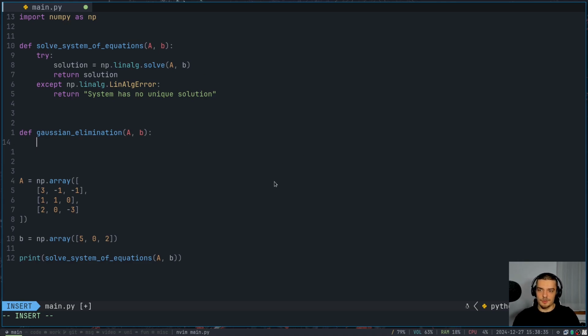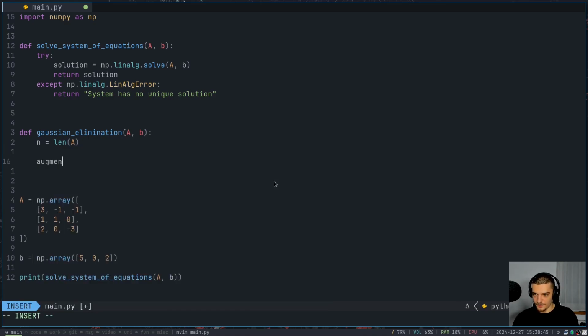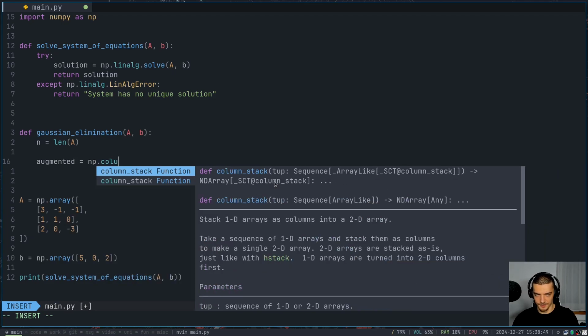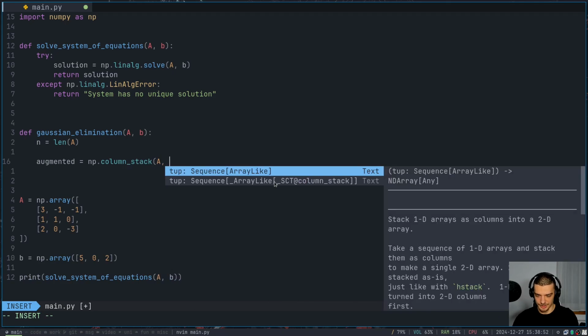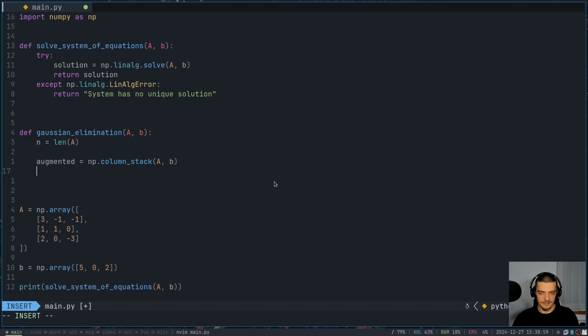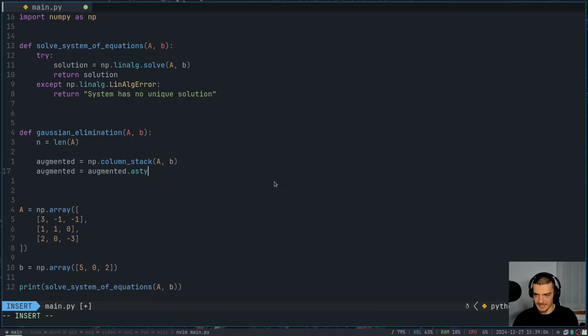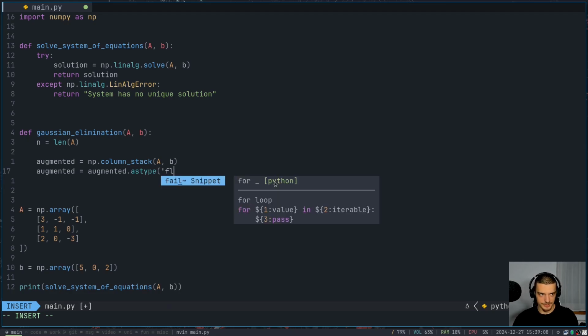So what we're going to do first is create the augmented matrix. I'm going to say n is equal, first of all, to the length of A to get the dimensions. And then I'm going to say augmented is equal to np, and we're going to use the column stack function to just concatenate the columns of A and B. So we get this augmented matrix with this line in between, even though, of course, there is no line. This is just some notation for humans. And then we're going to turn this into a float matrix.